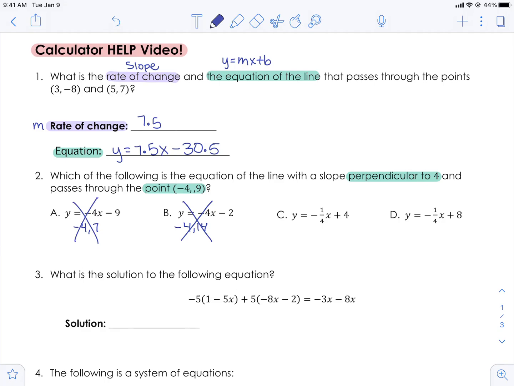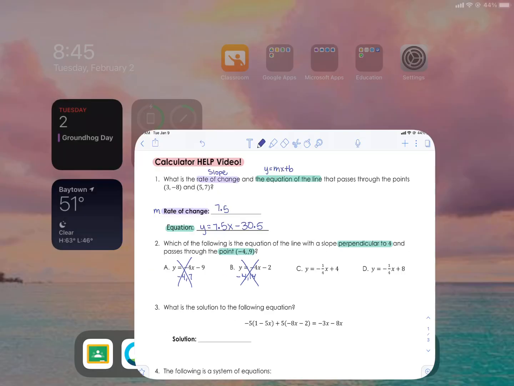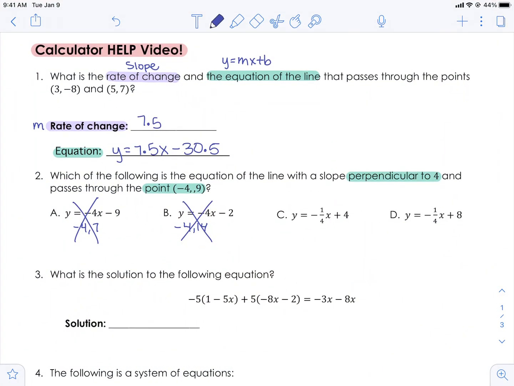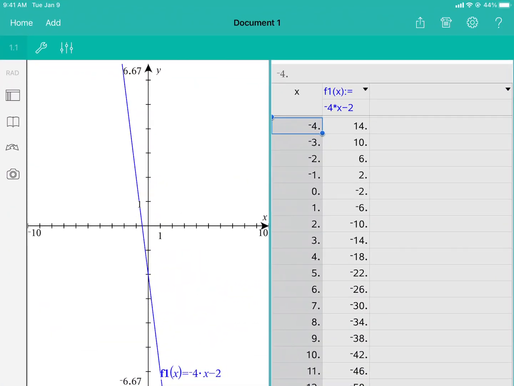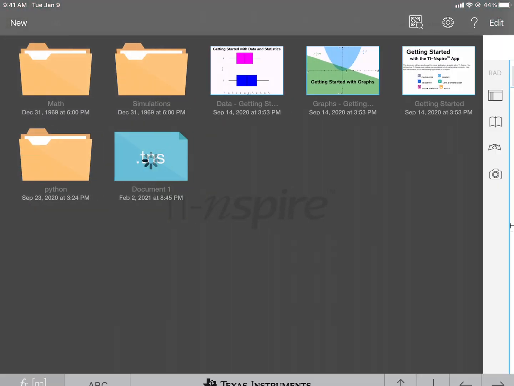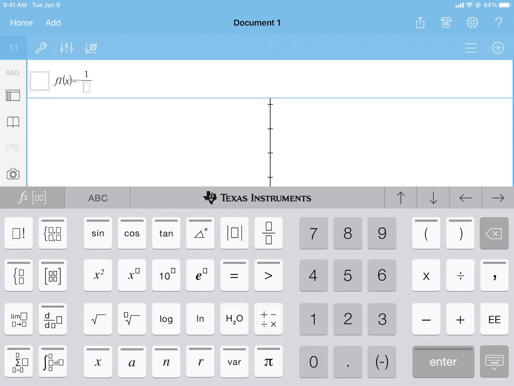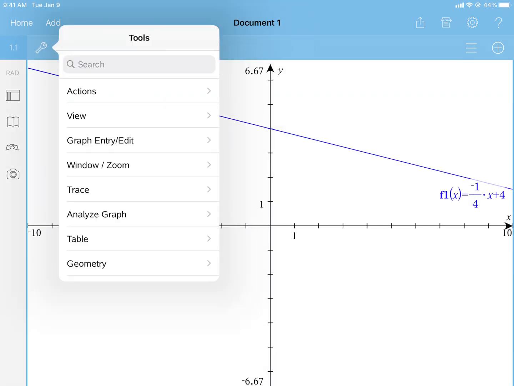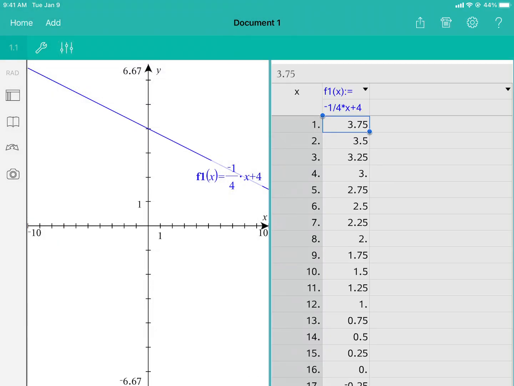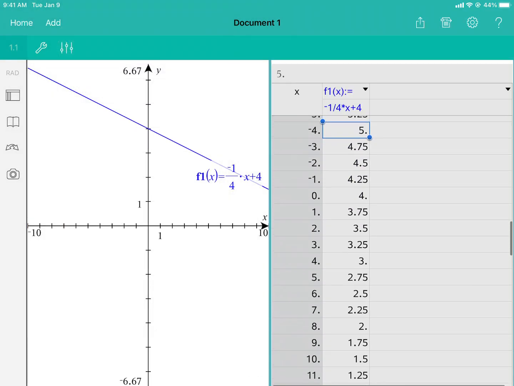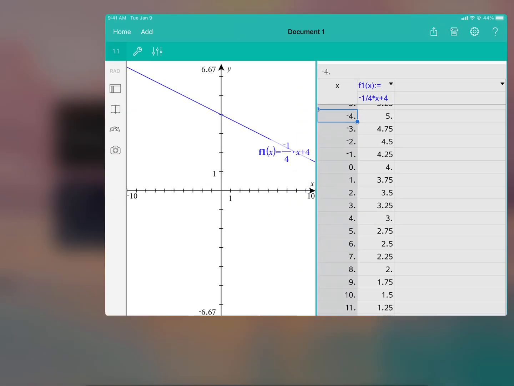So I'm going to go to answer choice C and type that in. Oops, clicked the wrong thing. So home, discard my changes, new graph. We have a negative 1/4 x plus 4. Again, menu, table, split screen table. We're looking for (-4, 9). I get (-4, 5). Again, not the point I want.